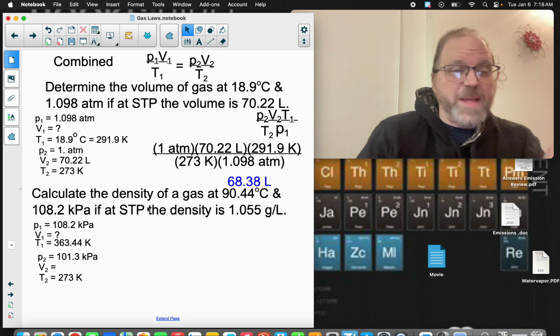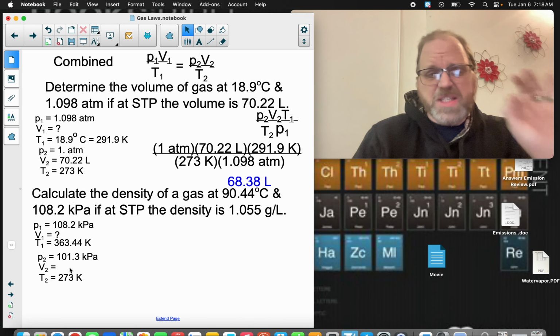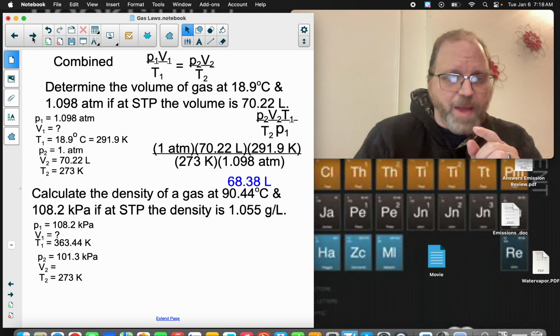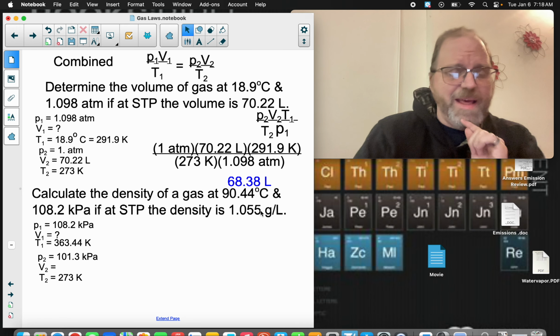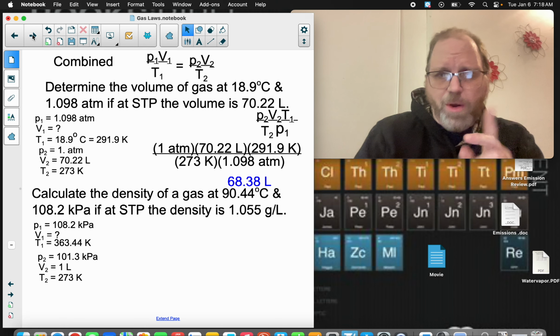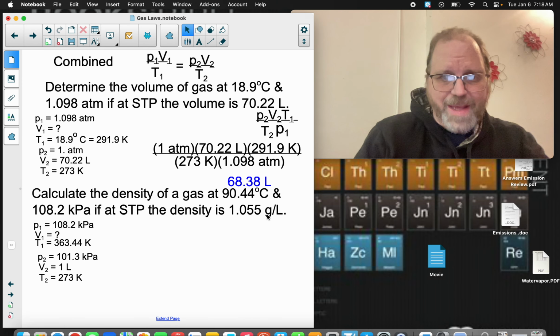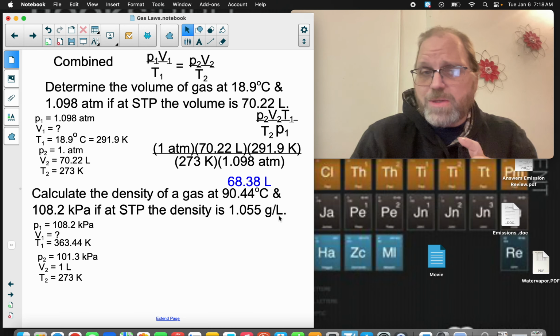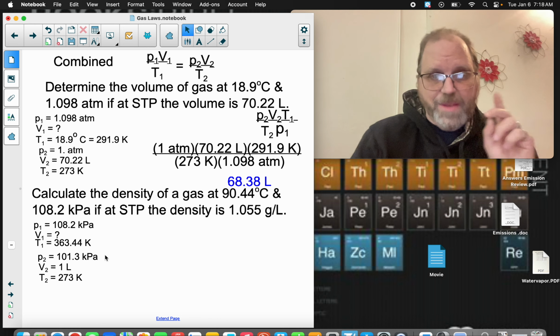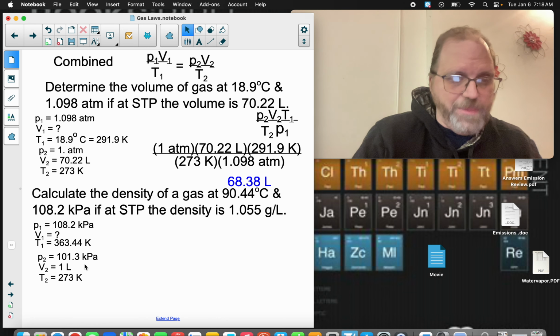After the if, in kilopascals, standard is 101.3 kilopascals. I'm going to leave this blank just a second, and 273 Kelvin is standard again. Now, I have a density here, but I don't want to put that in there because that's not density, that's volume. So what volume do we have here? Well, we have 1.055 grams. I don't want the mass. In how many liters? 1 liter. So that's my volume, that 1 liter I have from the density.